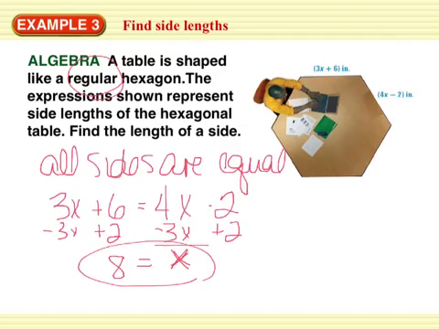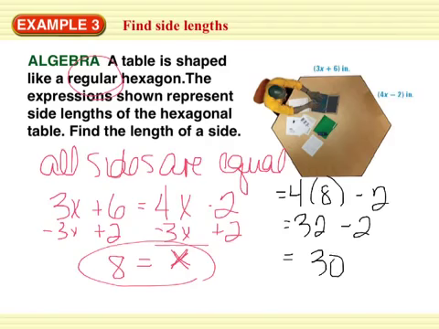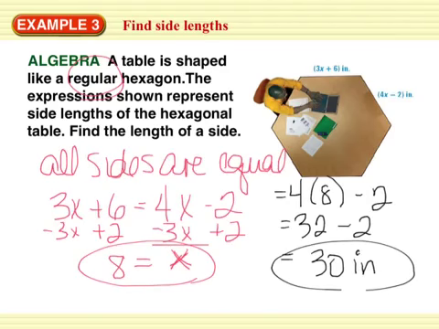Find the length of a side. If I plug in 8 for one of these equations, let's pick this one. I don't know why. It doesn't matter which one you pick. They're going to be equal. 4 times 8 is 32 minus 2 equals 30 inches. So the length of one side is 30 inches.